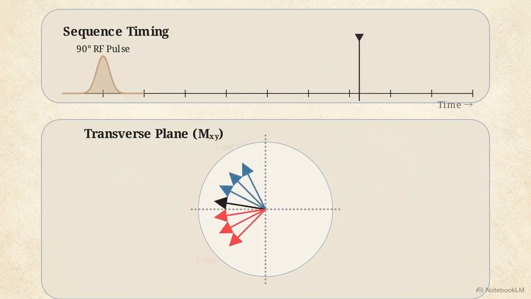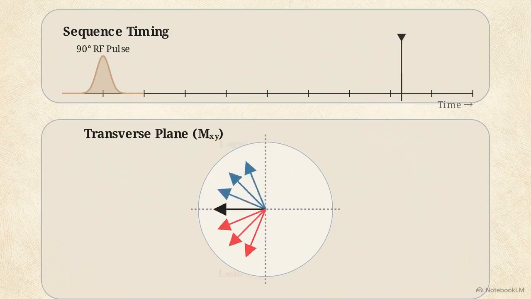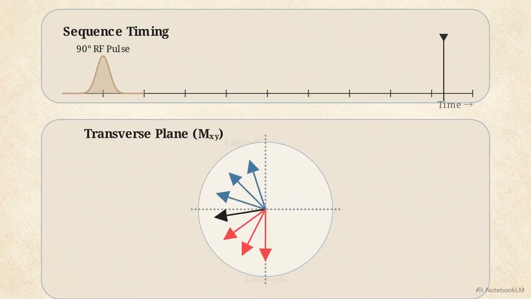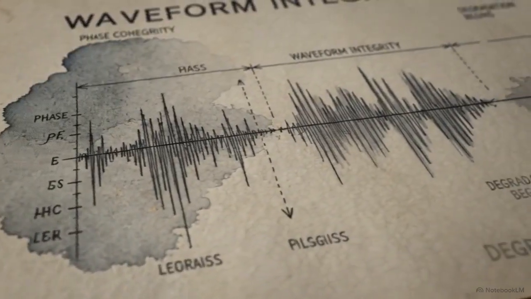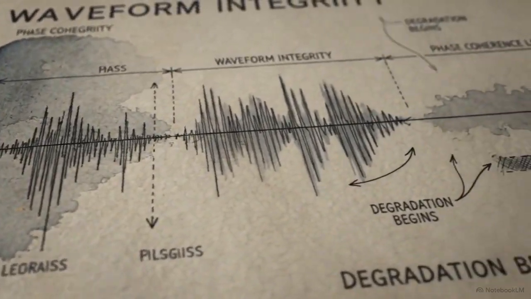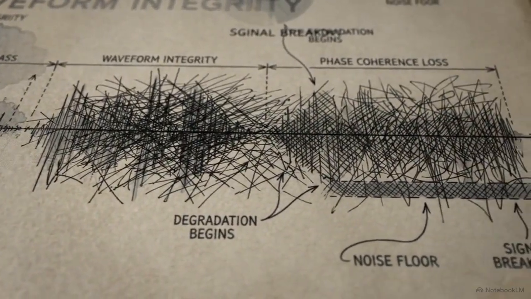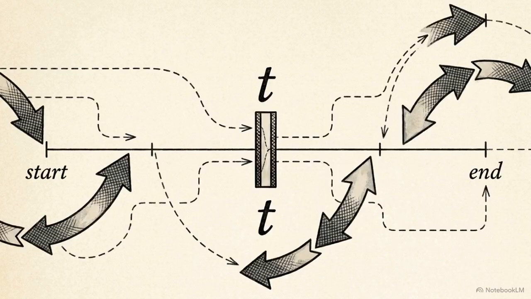We can categorize these separating vectors into two groups: the red leaders, which are moving faster because they sit in a stronger field, and the blue laggards, which are moving slower in a weaker field. This physical fanning out, this loss of phase coherence in the transverse plane, is the exact mechanical cause of the rapid FID signal drop. To reverse this fanning, we introduce a specific time point t on our timeline.